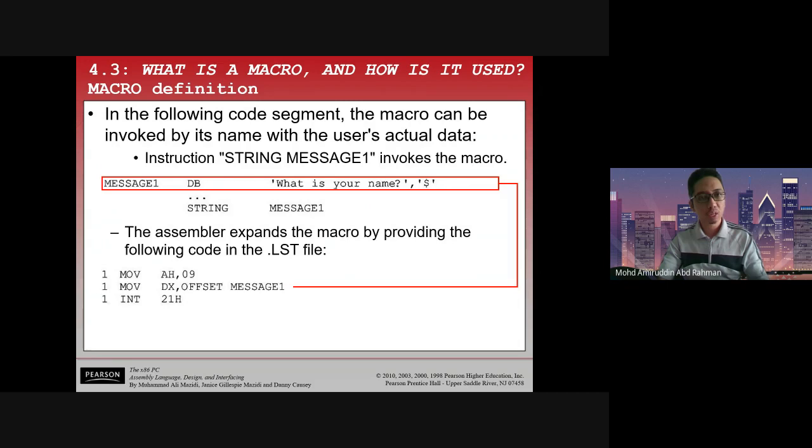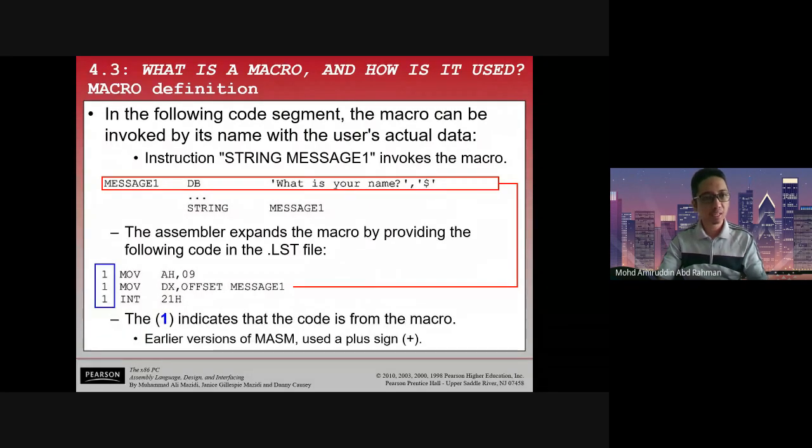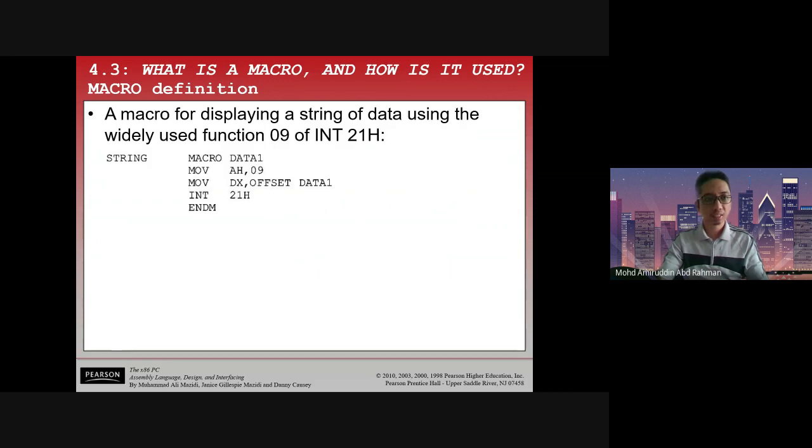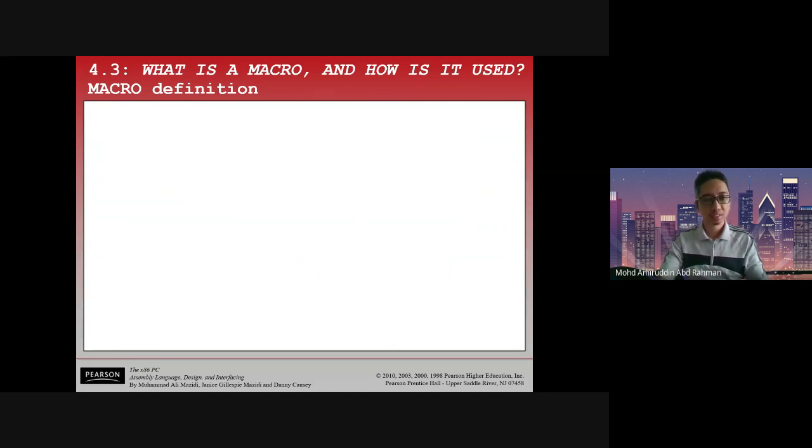In the following code segment, the macro can be invoked by its name with the user's actual data. The instruction string message1 invokes the macro. Message db, what is your name? And then the string will invoke the macro. What did it do earlier? It puts this data1 into DX. So that is what it does.